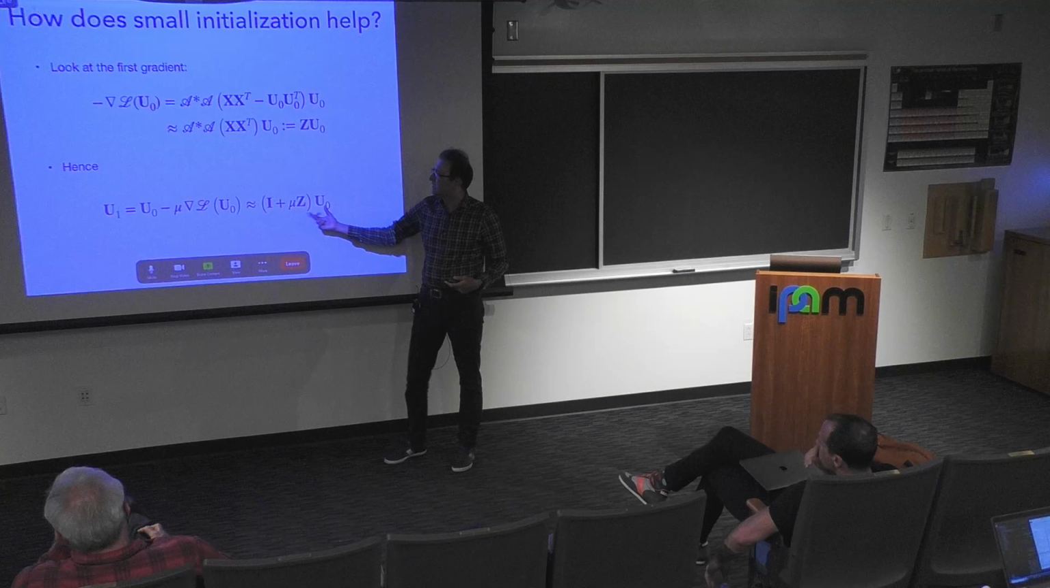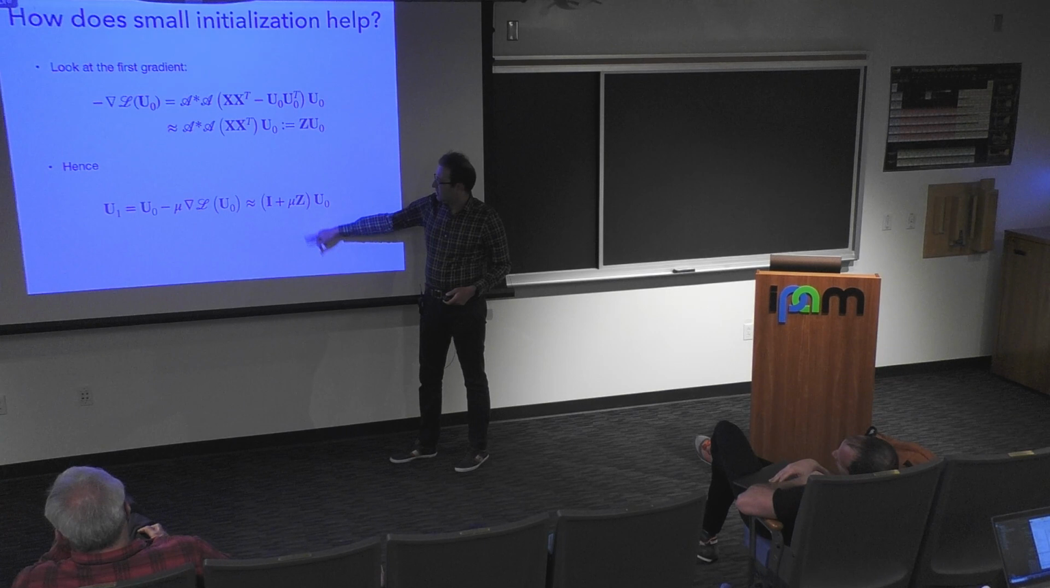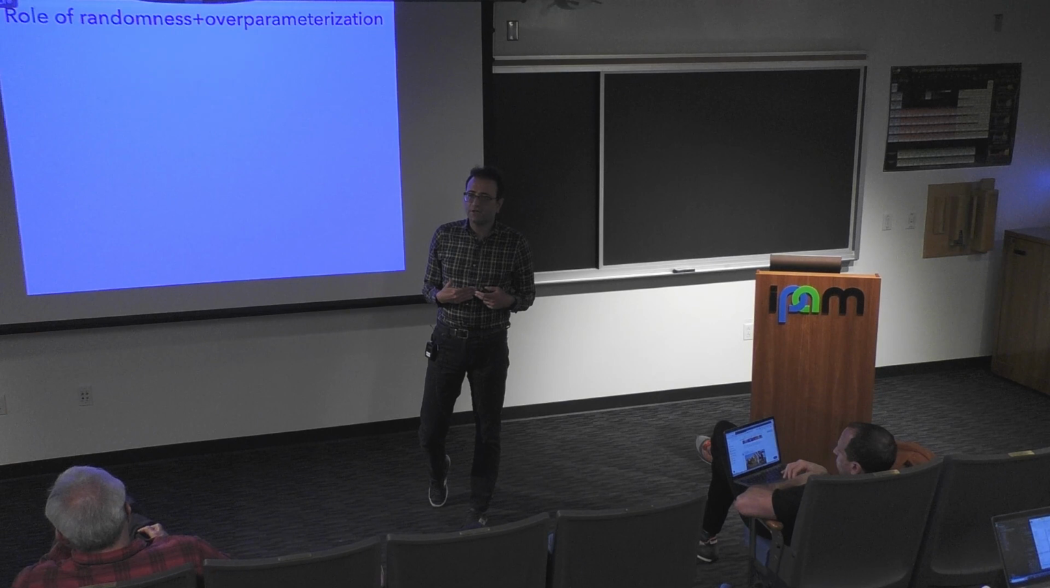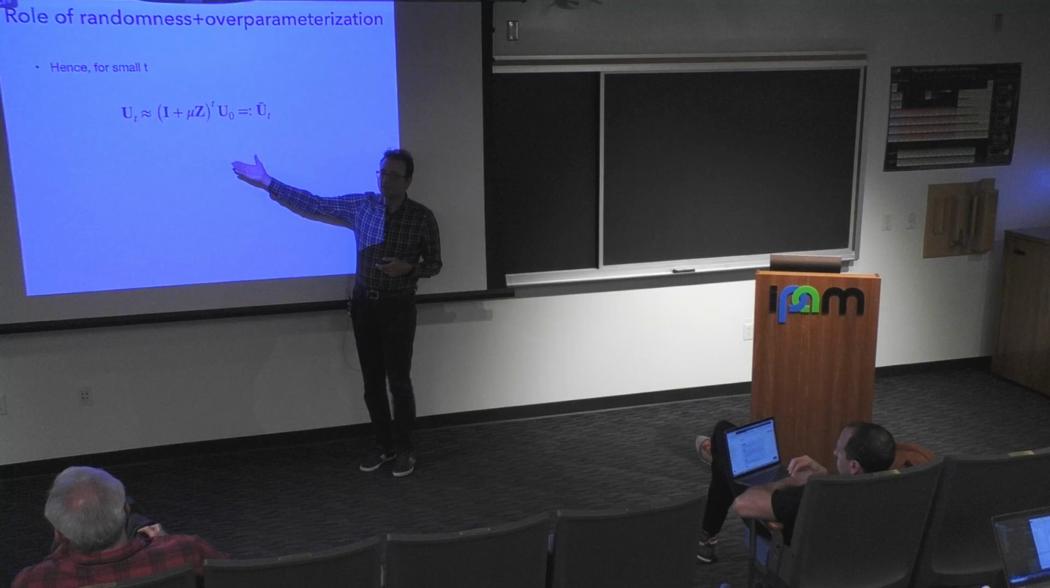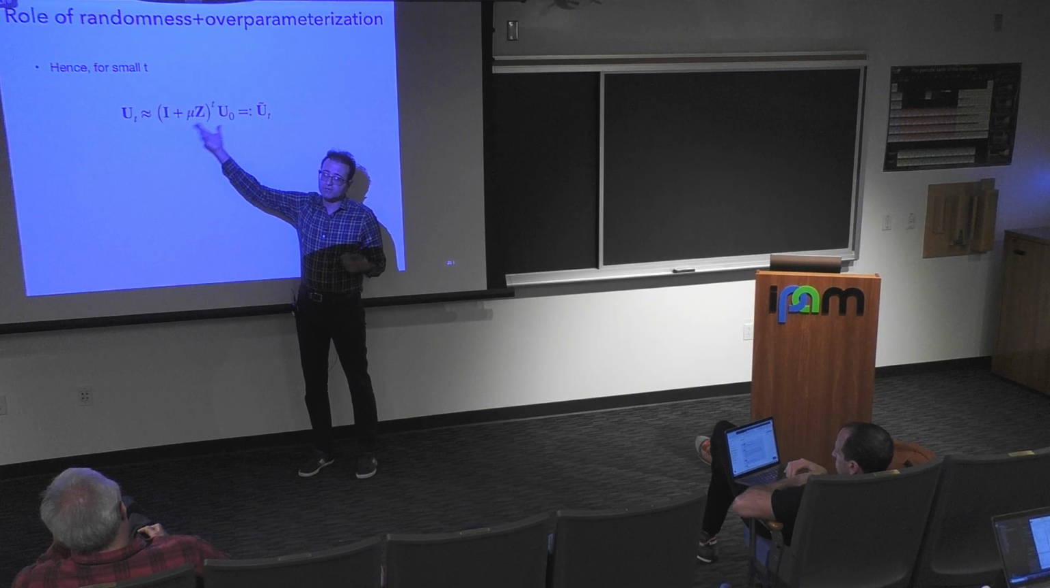So this matrix does not depend on the optimization variable, right? You can imagine that as I'm running gradient descent, at least initially, because I started small, I'm not going to grow very large. So this approximation holds initially, right? It's as if I keep multiplying by this matrix initially. So essentially I'm running power method on this matrix.